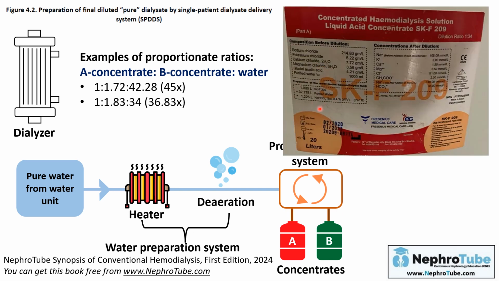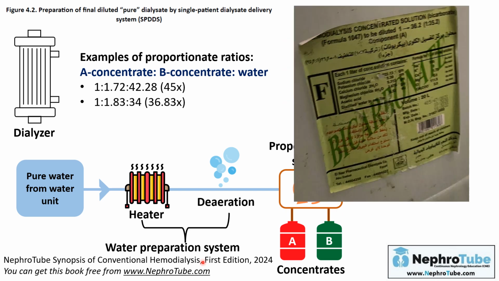You will find it here. 1 liter, this is one ratio. It means 1 liter from the A concentrate, 1.225 from the bicarbonate, and 32.775 from the purified water. And this is the last example here in Egypt, 1 to 36.2. 36.2 is 1 to 35.2. So here 1 from A concentrate to 1 from B concentrate to 35.2 from the purified water.